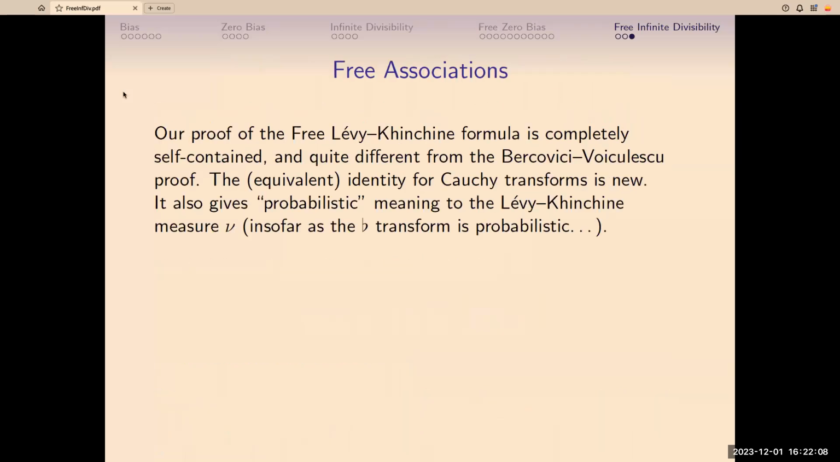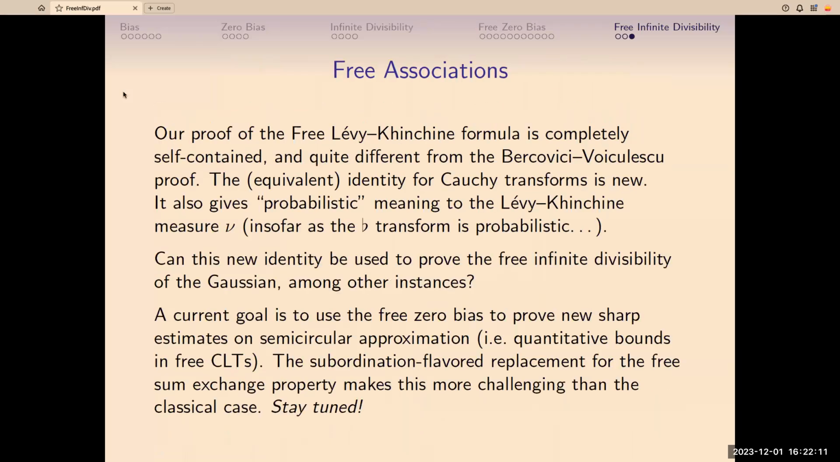All right, so I'll just stop here with some conclusions. The proof we have of this free Lévy-Khintchine formula, as I said, is new. The Cauchy transform identity is equivalent to what was known, but gives probabilistic meaning. So we want to see if we could use this new identity, because the R transform is harder to get than the G transform, as you saw. The R transform is kind of the inverse of the Cauchy transform. So maybe this gives us a better chance of proving things about infinite divisibility using the more easily available transform.